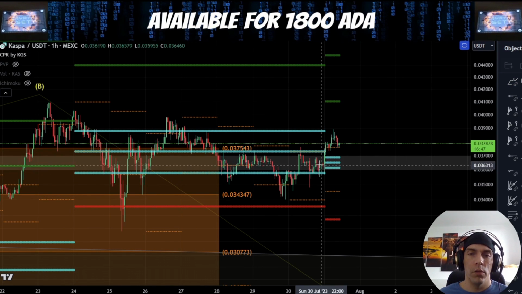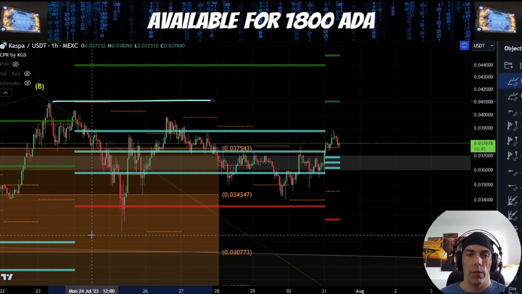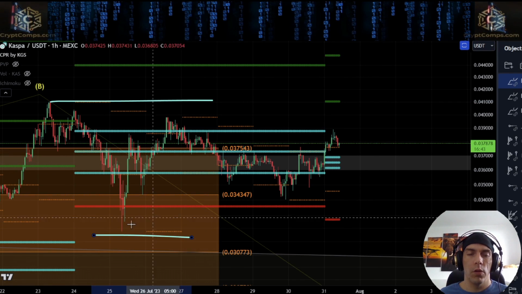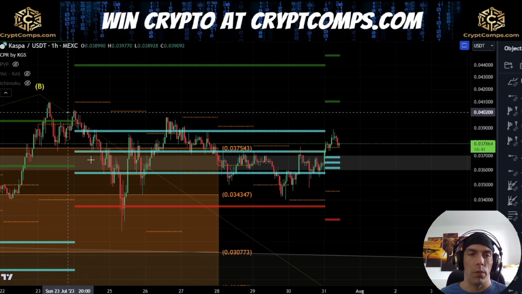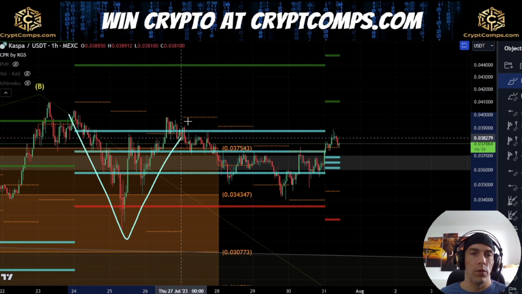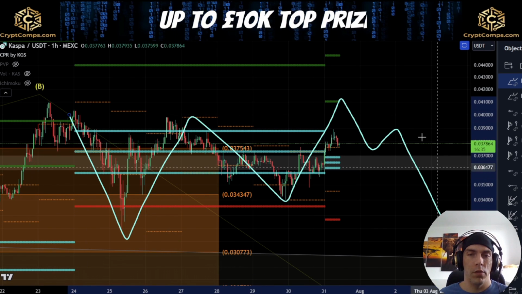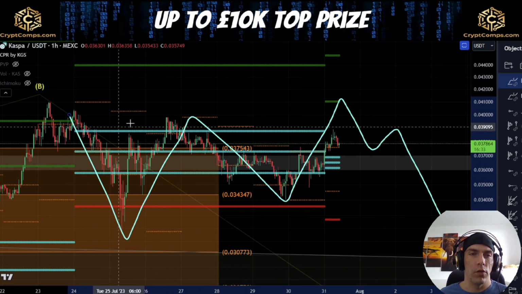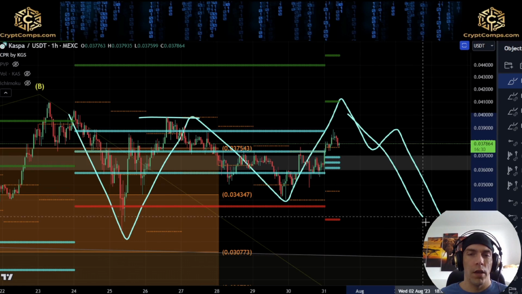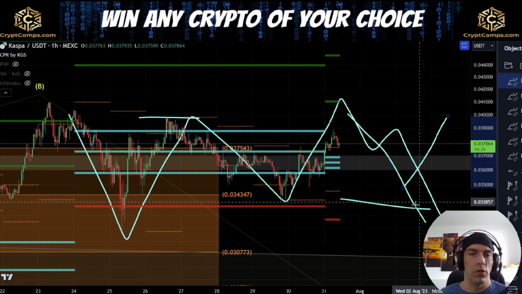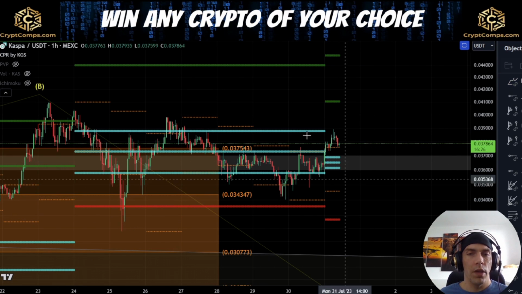Now, if we do see price continue to stay within this range here, potentially what we could see is that idea that I said, that this is a W, this is an X, and then we start to see something like this playing out. We just get this price action coming back up here, sweeping highs, coming back down, taking lows, just ranging in this area. So going to be keeping an eye on this.